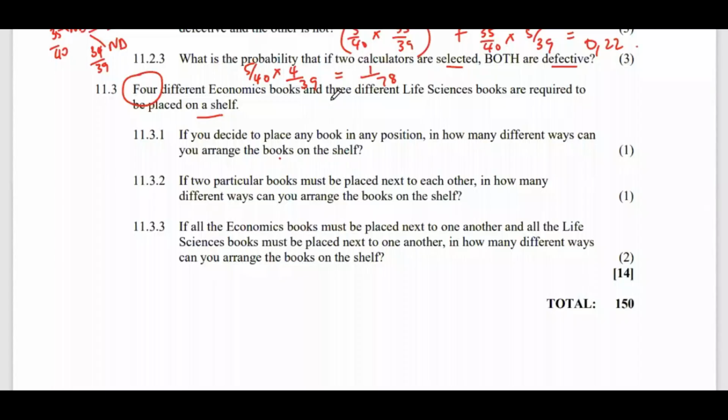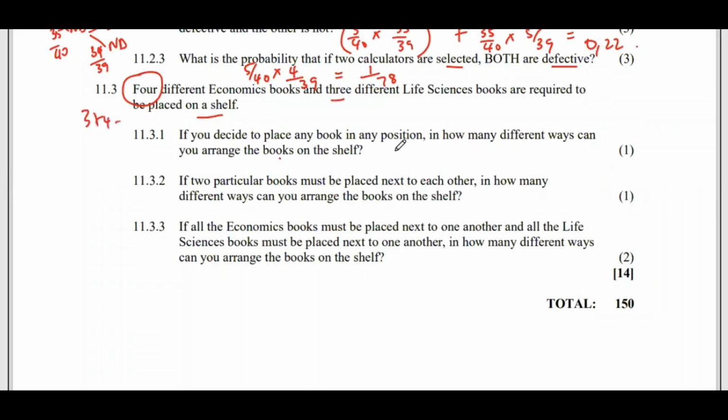Okay, so we have 4 plus 3, which gives us a total of 7. So 7 factorial. Just use your calculator and find that. So that's going to be 5040. That's the answer.